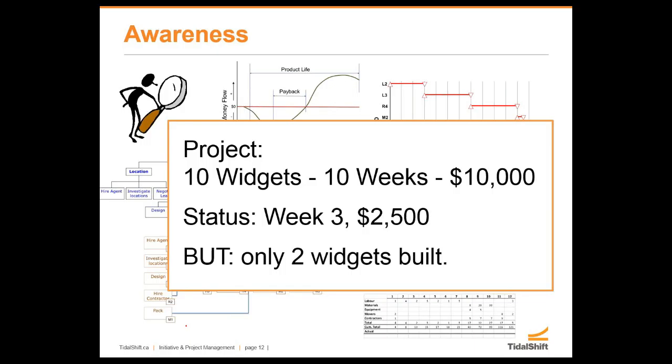Now, what's very interesting with this scenario, and I use this in my classes a lot, is I'll give people this scenario, and I'll say, 10 weeks, 10 widgets, $10,000. We're at week 3, 2 widgets, $2,500. And I haven't had anyone get it wrong yet. Everyone always says, oh, we're bad. We're behind schedule. We should have had 3 widgets, but we're over budget. We've built 2 widgets. There's $2,500, right?